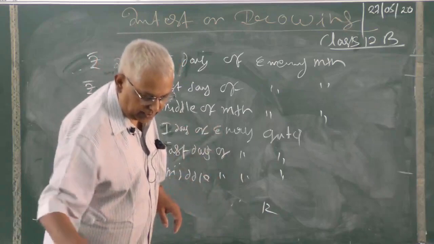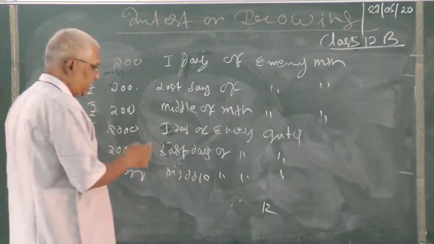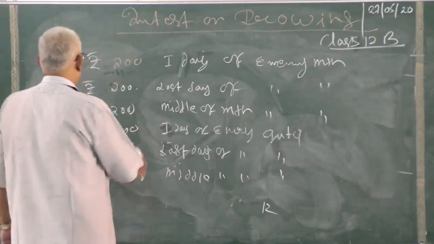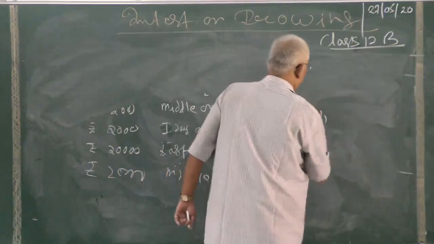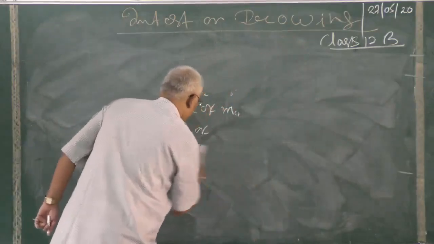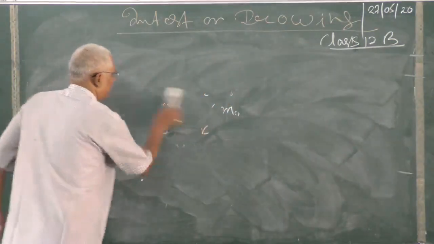To avoid this complication, I have simplified it into one rule where all questions can be solved. What is the formula? Please try to understand.